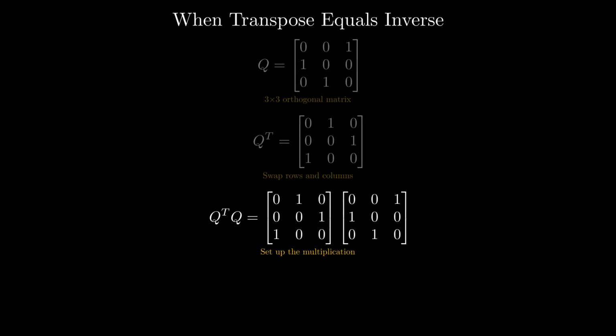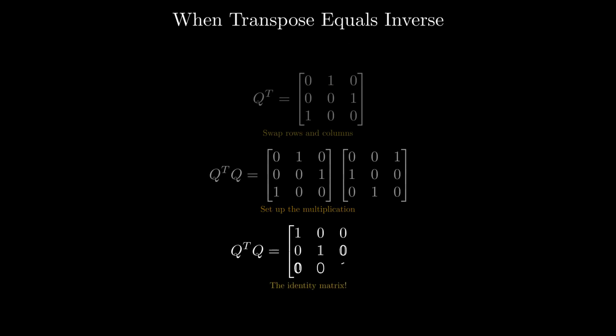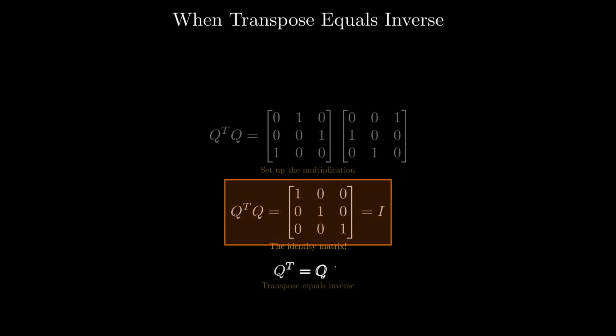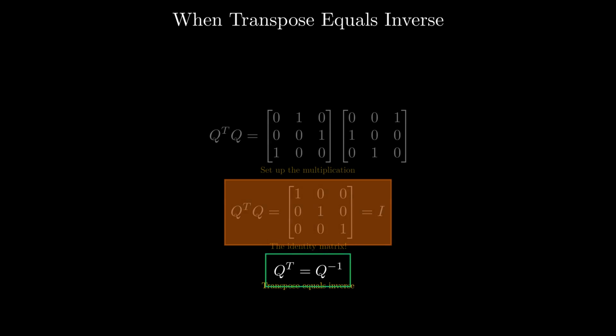Now multiply Q transpose times Q. Work through the entries, and the 3 by 3 identity matrix appears. Every diagonal entry is 1, and every off-diagonal entry is 0. No Gaussian elimination, no determinant formula, no cofactors, just the transpose. Q transpose equals Q inverse. The secret is hiding in the columns of Q. To understand why, we need to unpack two properties those columns share.